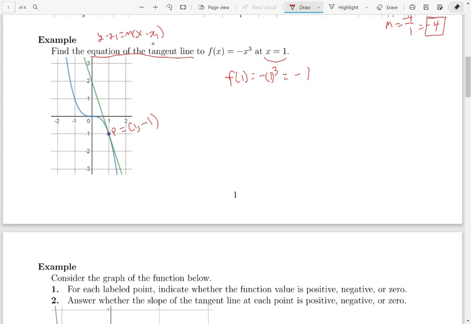Now, in terms of our equation, this is going to be our x1, y1, because we know that has to be a point on the tangent line. That's how tangent lines are defined. It's just where it touches that point on the line. The next thing we need to do is find the slope. Well, since we have the image, we can calculate the slope.